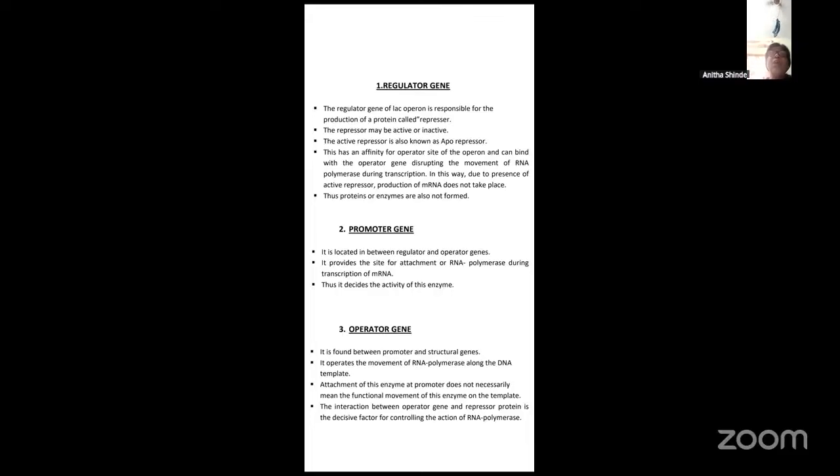But in this case, what is happening in the regulator gene? It will disrupt the movement of the RNA polymerase, thus inhibiting the formation of what? The formation of the proteins or the enzymes, or production of first messenger RNA. Obviously, when messenger RNA is not being produced, definitely the proteins or the enzymes also will not be formed.